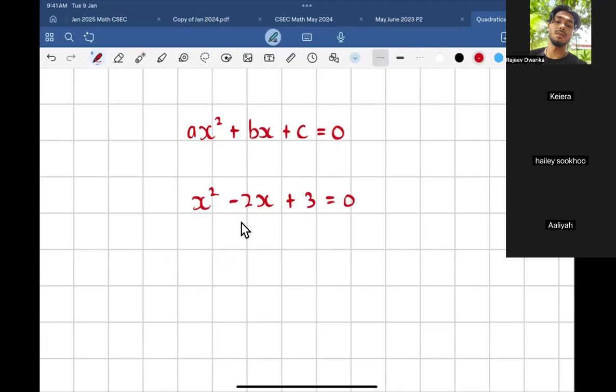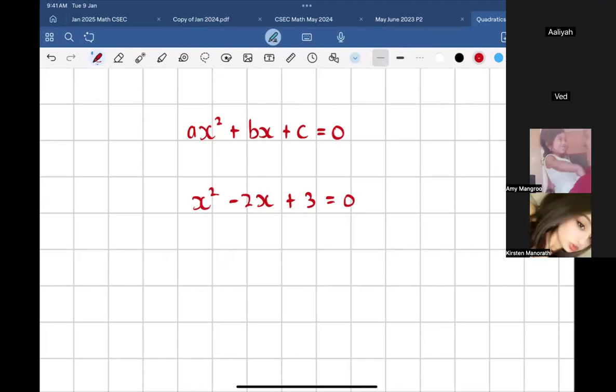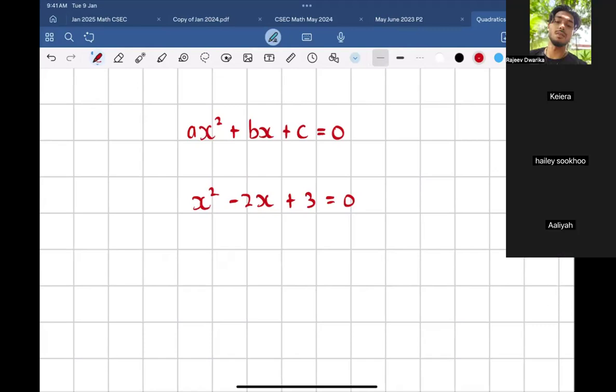Oh, wait, tell me. Let me see if you know. A is 1, b is minus 2, and c is 3. Anybody have any problems with that? I take it as no. Everybody should know that. And what if you wanted to solve for x? How would you do that?